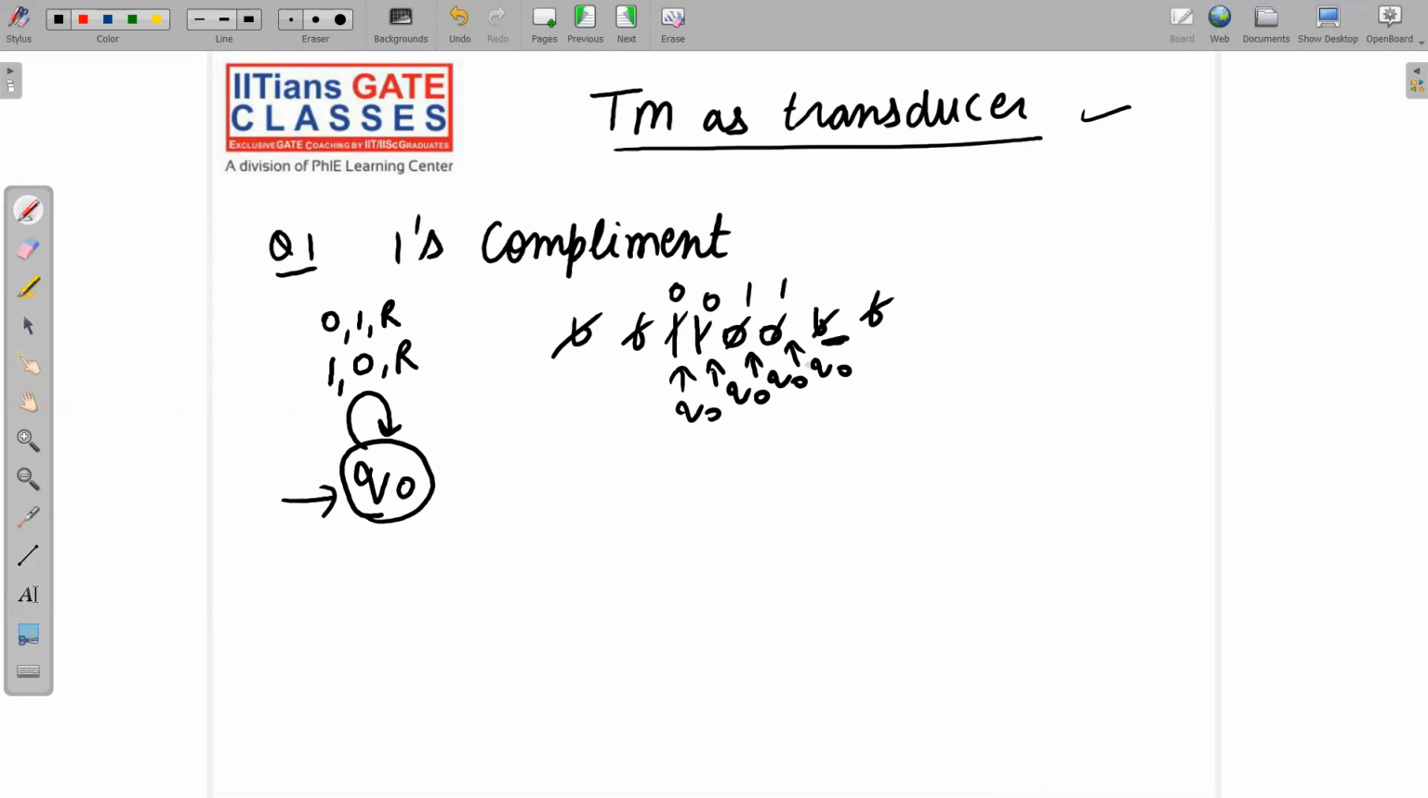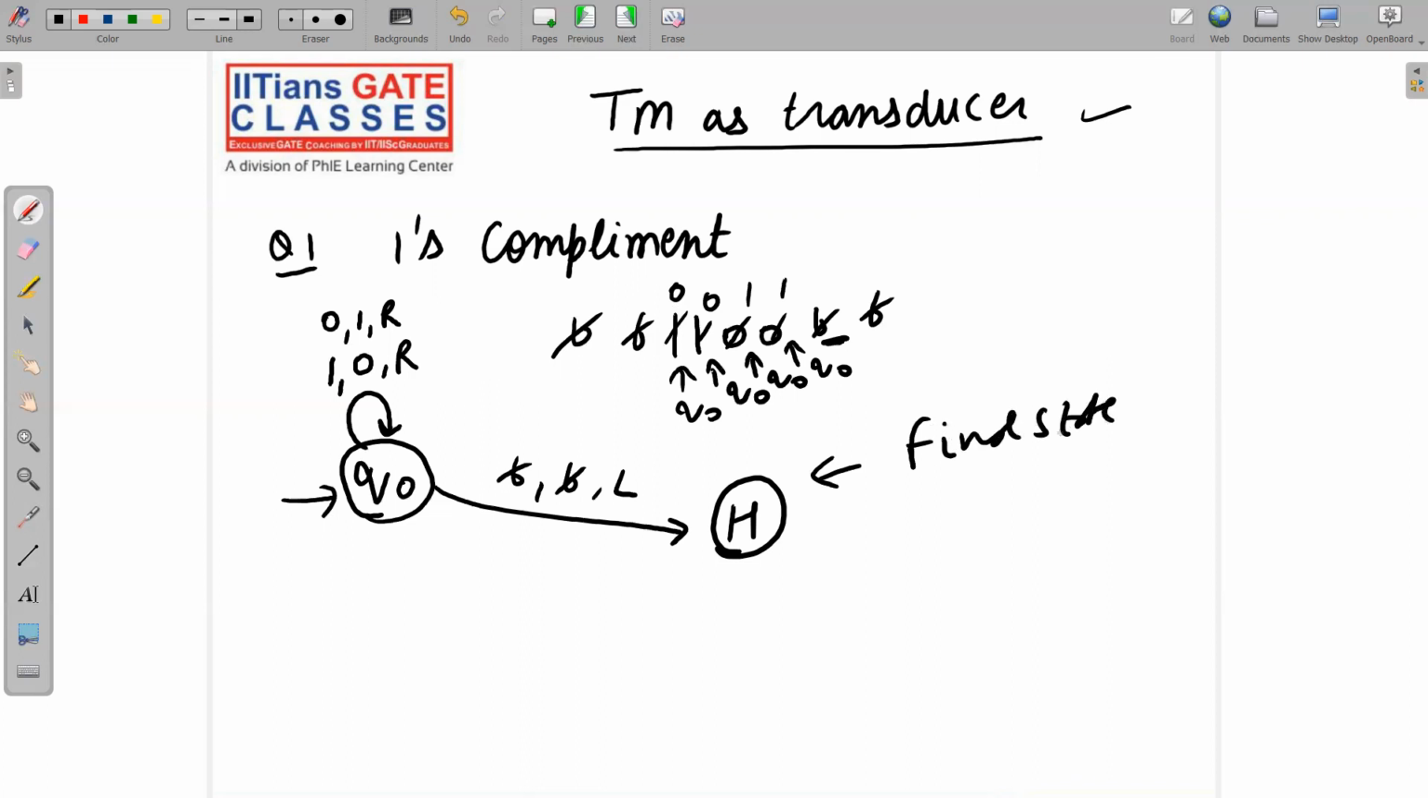As soon as Q0 reads the blank, it should halt. Blank will remain as blank, and it can move either left or right, whatever direction you give, and it will move to some halting state H. We are not saying that it is a final state, because now we are interested in output. We are not interested in acceptance or rejection of string. Output means you want some output on the tape. Initially the input was 1100 and the output will be 0011. So on the tape itself we have got the output, that is 0011.